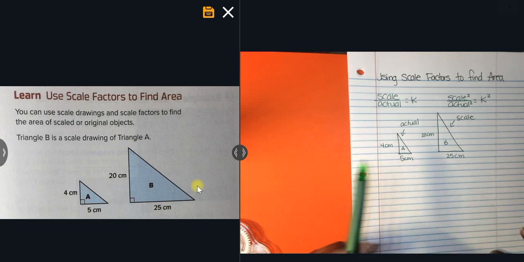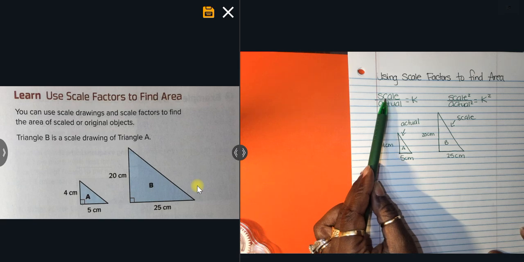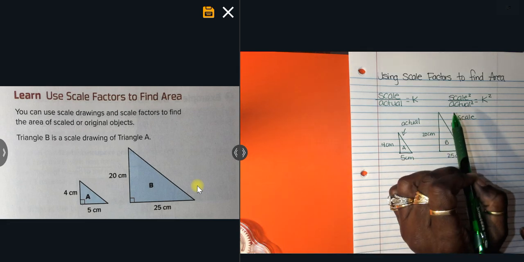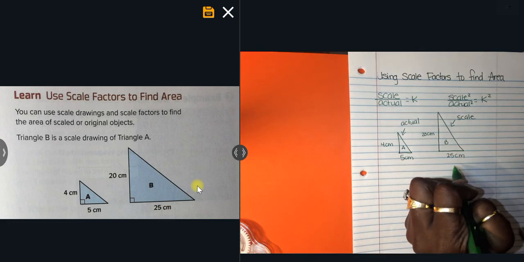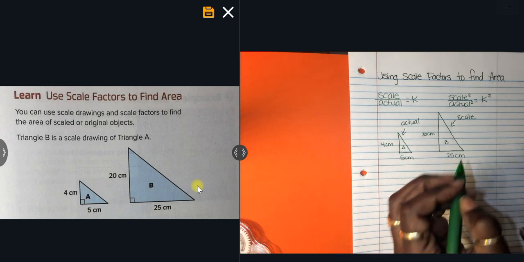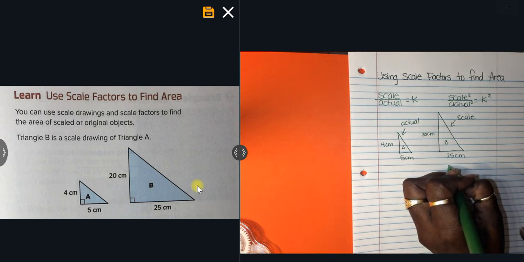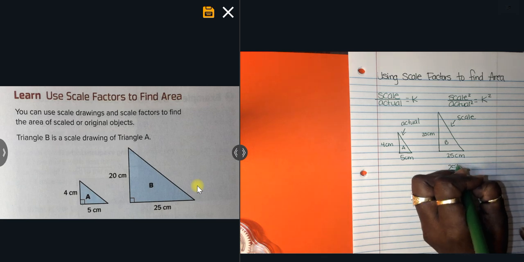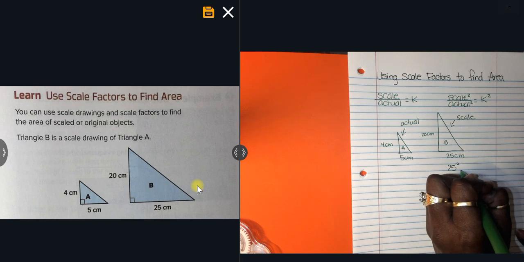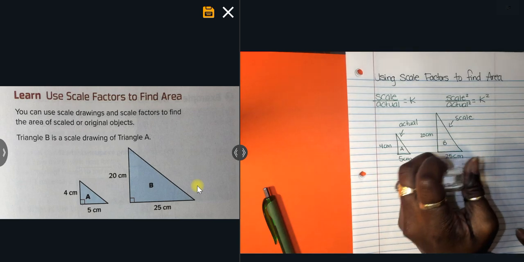So to find the area of the scale factor, I think first what I need to do is plug in all the information for my scale. The scale is going to be divided by the actual, and let's see what we get. We get 25 squared. Oh, guess what? Take that back. Sorry. We need to actually find the scale factor first.